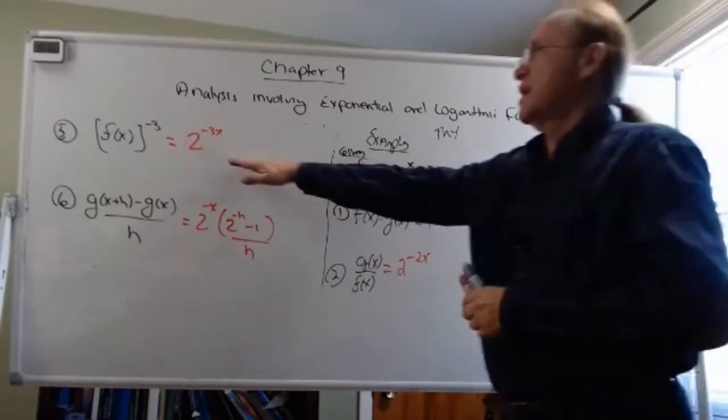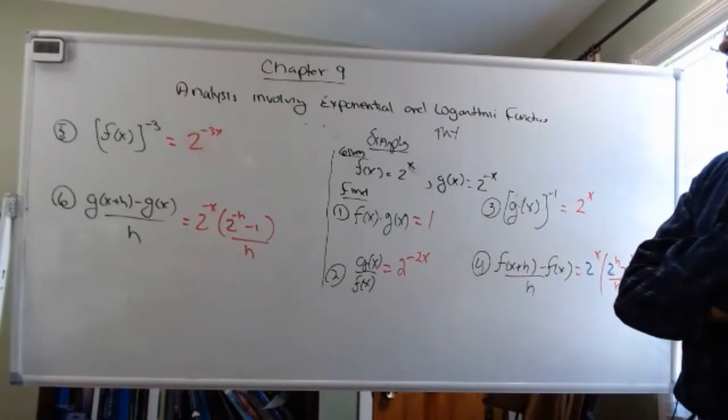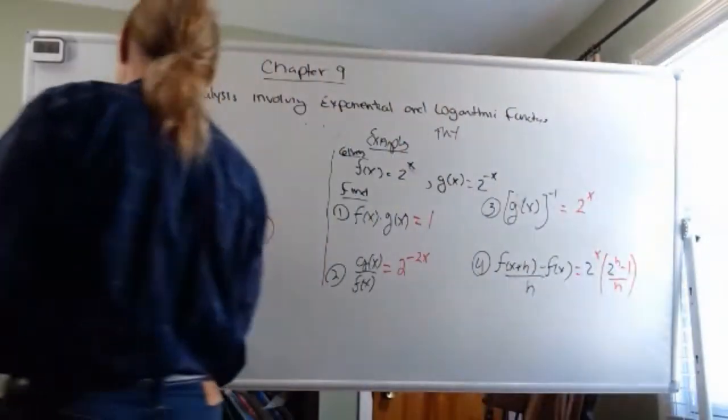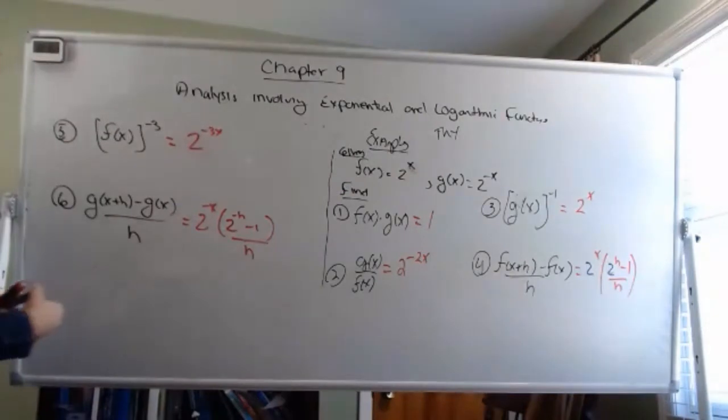Does anyone want to see how I did problem number 5? So good, everyone seems to be getting that. What about problem 6? So, take a look at number 6. So here's my g, it's 2 to the minus x. So let's just do it in parts so you can see.